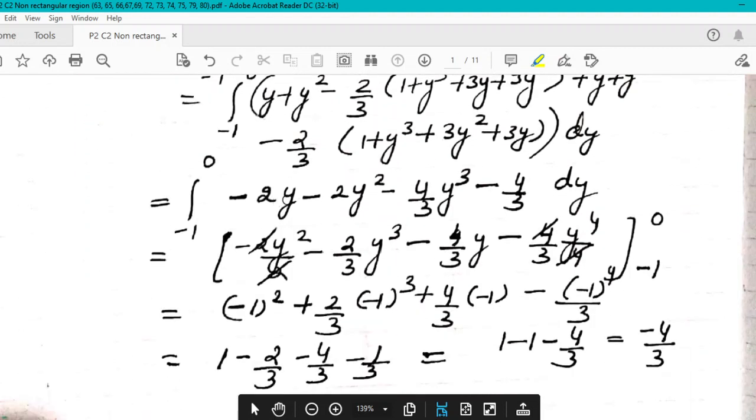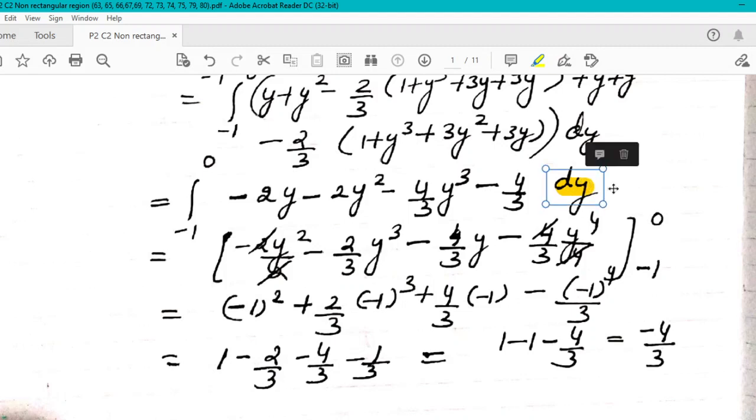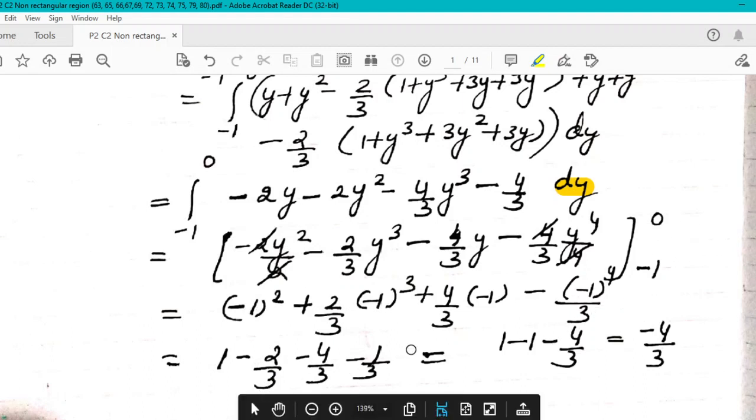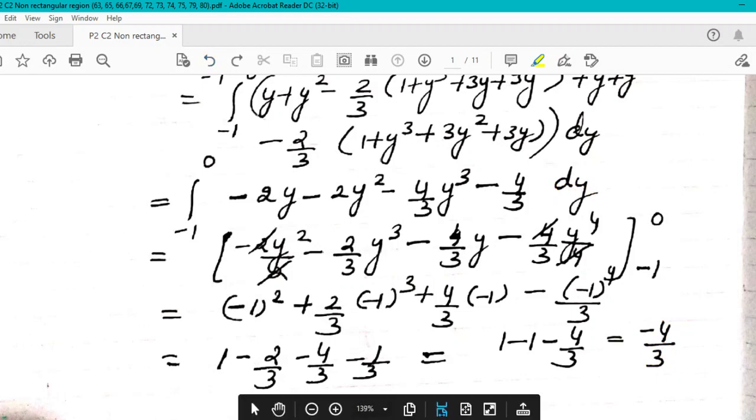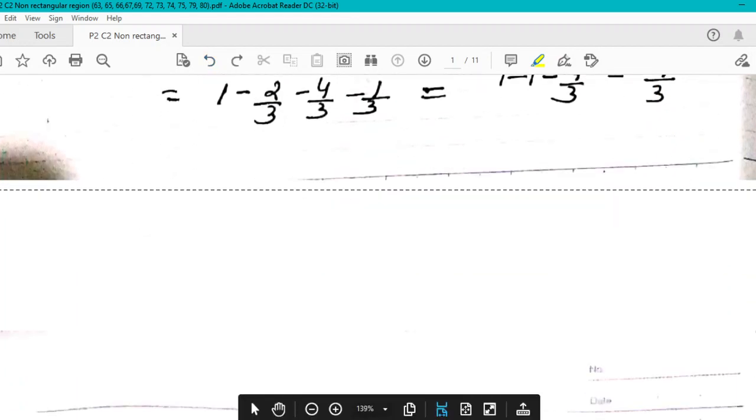After simplifying, you have to integrate with respect to y. Here the limit is from minus 1 to 0. You will put the upper limit minus the lower limit, and you'll get the simplification. You'll get minus 4 by 3. Okay, this is our first part, the double integral over L1.